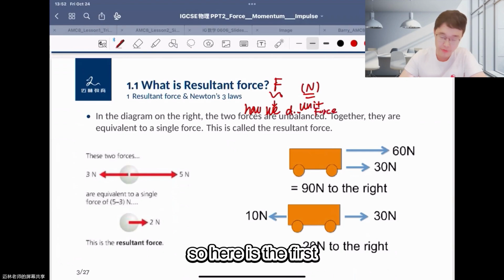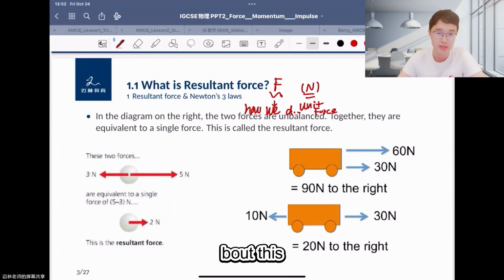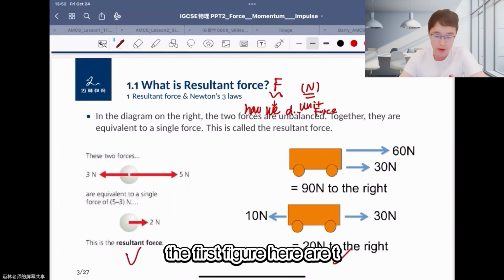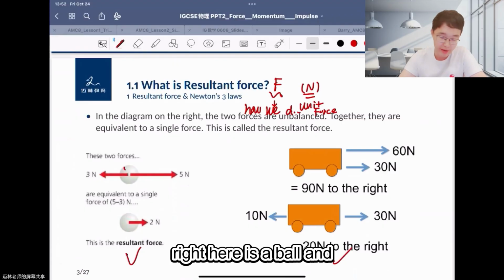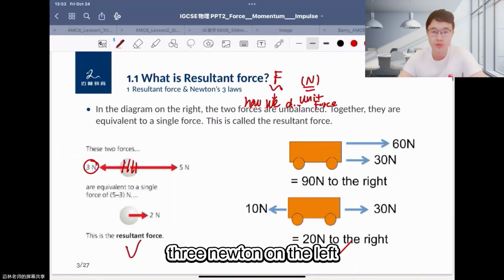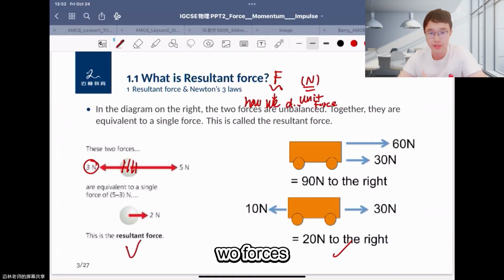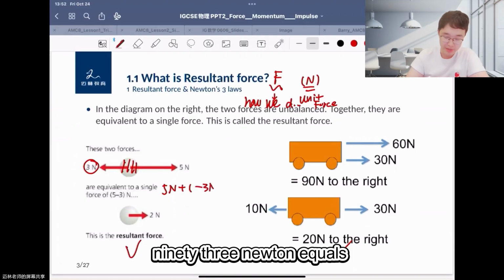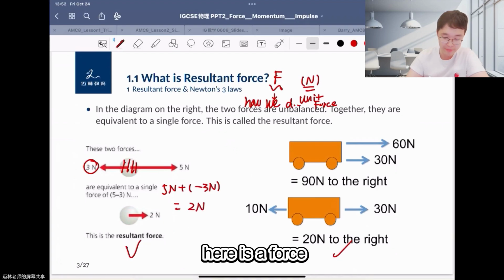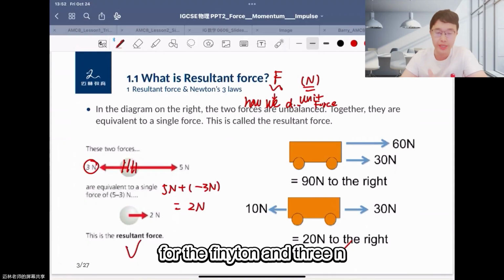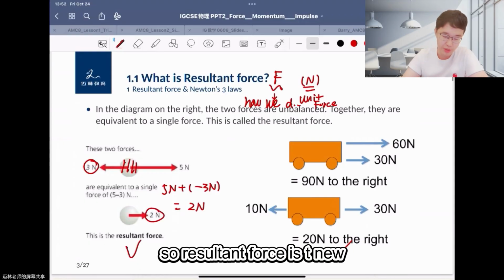Okay, so here is the first part you need to know about this. Here you can find two figures. In the first figure, there are two forces acting on a body, right? Here is a ball, and one force is to the right and is 5 Newton, and another force is 3 Newton on the left. Okay. And then we can make an addition with the two forces. One is 5 Newton, another is 3 Newton. So here we can set 5 Newton plus negative 3 Newton equals 2 Newton. Okay, here is the force. So we can say that it's the resultant force of the 5 Newton and 3 Newton. Okay, so the resultant force is 2 Newton to the right.